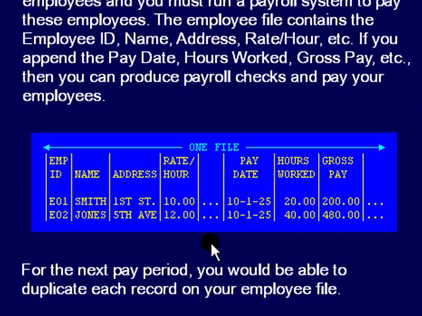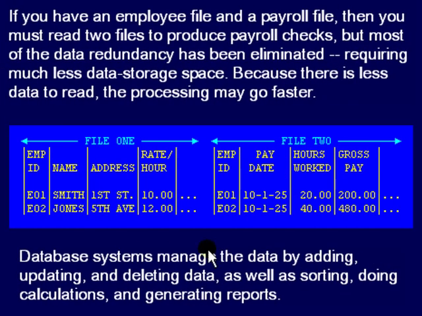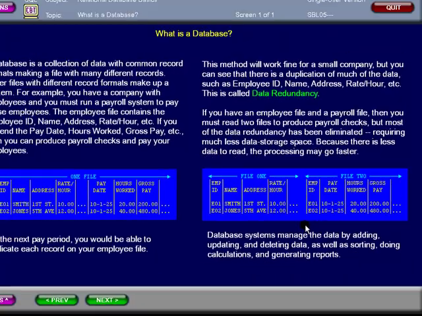If you have a record with the employee's name, address, hire date, rate per hour, pay date, hours worked, gross pay, and so forth, then maybe this information needs to be split into two files. One could be an employee file with an employee ID, employee's name, address, hire date, and rate per hour. The information occurs only once for each employee. Another file could be the payroll file with an employee ID, pay date, hours worked, and gross pay. This information occurs for each of the employee's pay periods. This eliminates duplicate data called data redundancy.